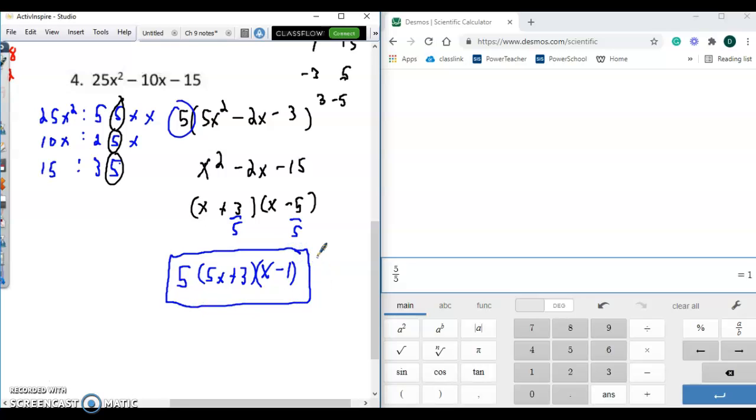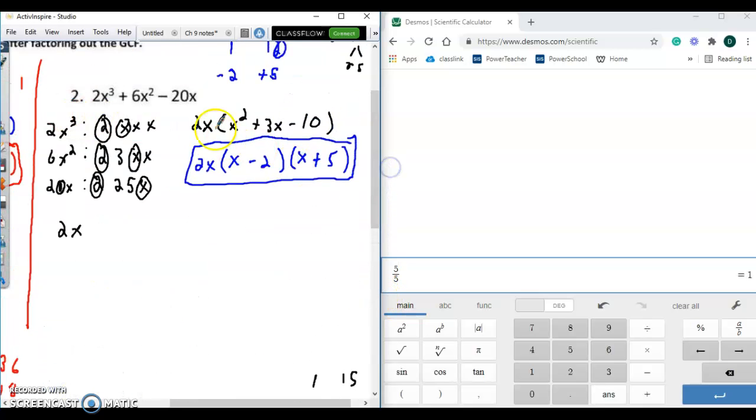Again, these last two are much more involved, so they're a good challenge. If you have a good grasp on how to do it, then challenge yourself. If not, make sure you are capable with doing problems 1 and 2 where we take out the GCF and then just factor the middle part.